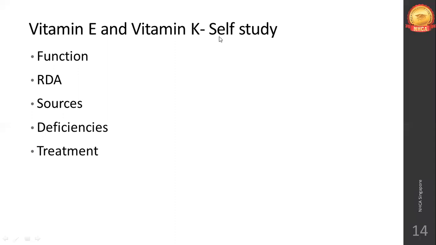I just require these points: the function, RDA, sources, deficiencies, and treatment. If you don't find these exact points given in the textbook, it is given, but still, if you don't find it, you can still Google about it. Okay, find various sources, but don't go for private articles or private news sites. Go for something from international nutrition and dietetics organizations, PubMed and NCBI, whatever they have published. Just check in those articles as well.